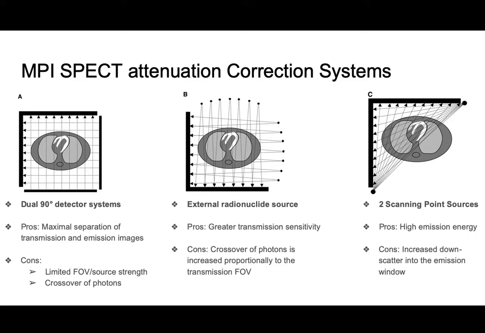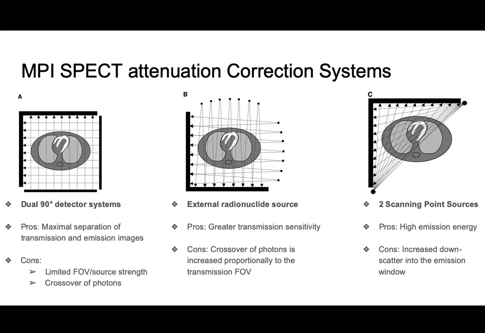In system B, we have 14 external radionuclide sources that are also projected through the patient's body and detected on detectors. It gives greater transmission sensitivity compared to system A. It also uses the same radionuclide source as system A, which is Gd. But as we increase the transmission field of view, it also increases the crossover of photons, so that causes another limitation, such as artifacts.